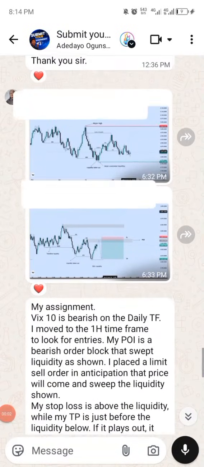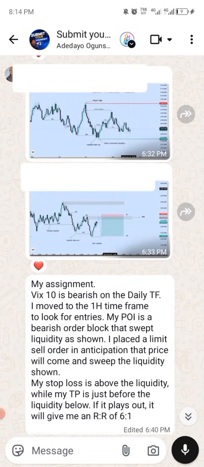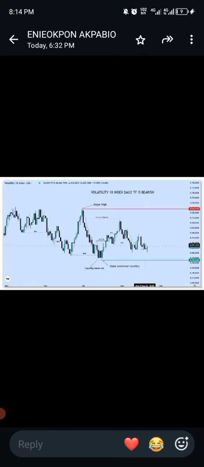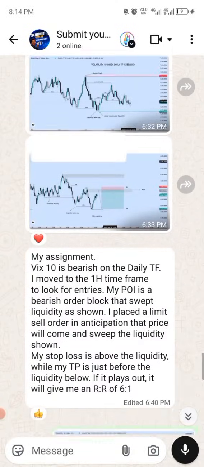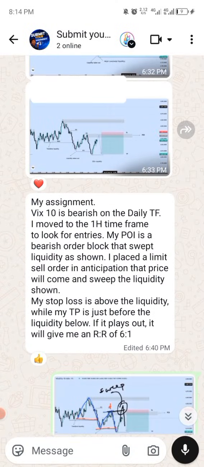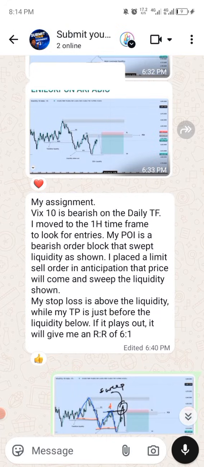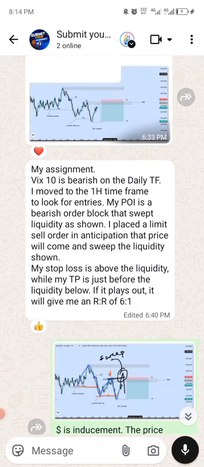So I want to explain how I entered the trade. From the summation of this assignment, say VIX 10 is bearish on the daily time frame. Because it is bearish, we are looking for opportunities to sell. Then you move to the 1 hour time frame to look for entry.